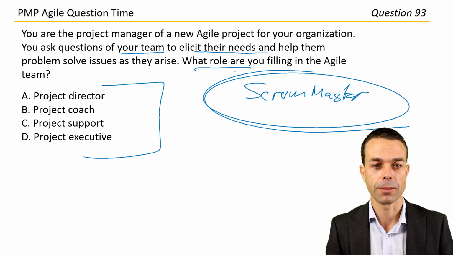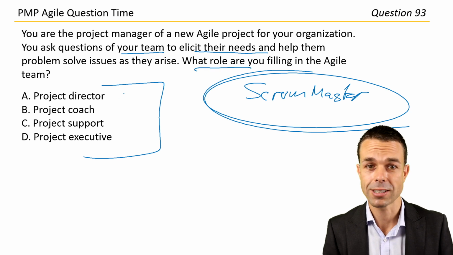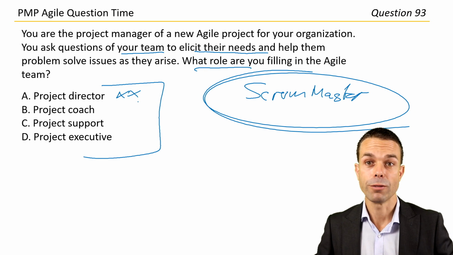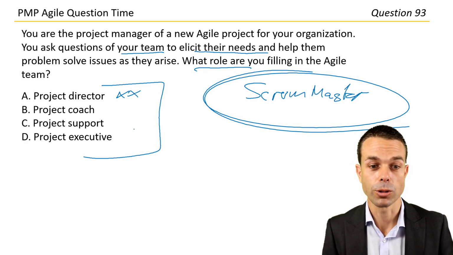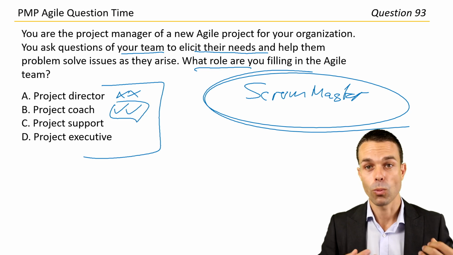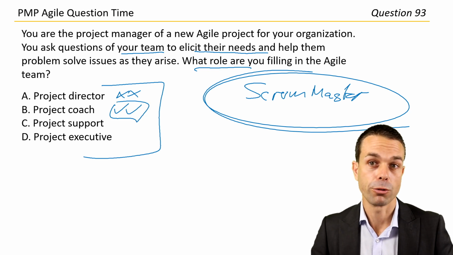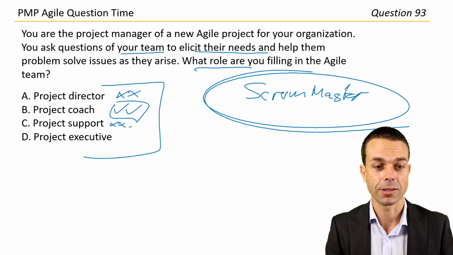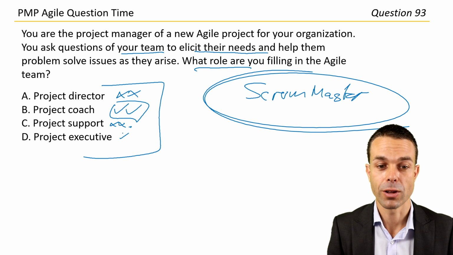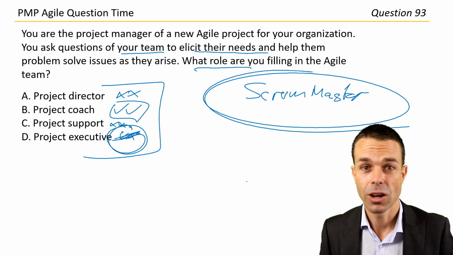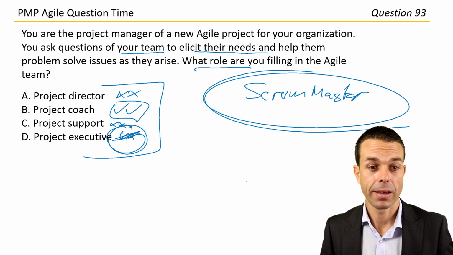What role are we fulfilling in an Agile team? Project Director, we don't direct. We don't tell people, ideally. We facilitate discussion. Project Coach, yes, we're coaching the team. We're getting their feedback. We're helping them along their journey, helping growing them and removing blockers to their goals. Project Support, no, not today. And Project Executive, even though there might be a sponsor or an executive, that's not what we're doing as an Agile coach or an Agile lead or an Agile Scrum Master.